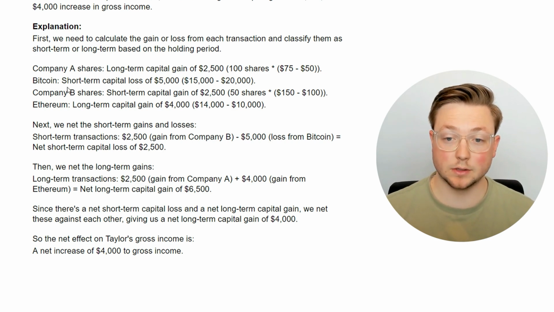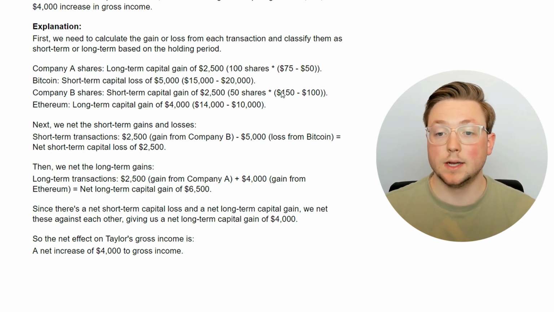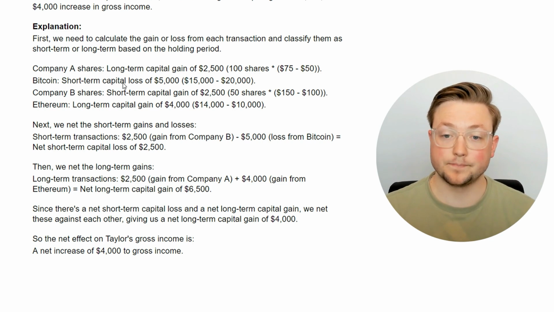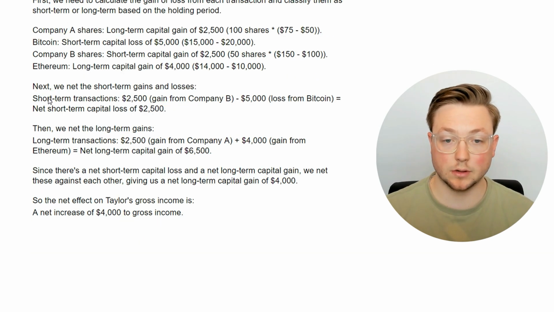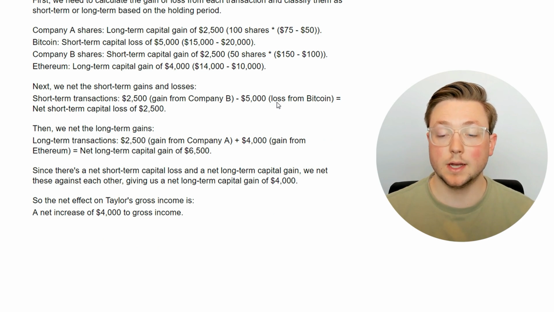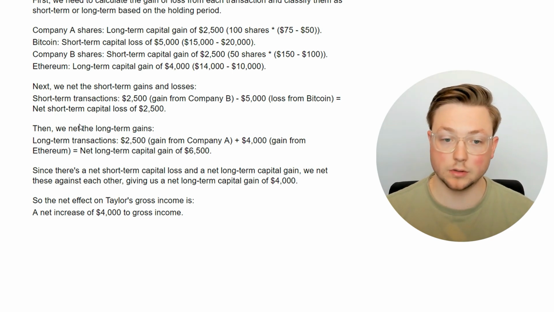They sold it for $15,000. Company B had a short-term capital gain because there were 50 shares and they sold each share for a $50 gain. And Ethereum was a long-term capital gain of $4,000 because they purchased it for $10,000 and sold it for $14,000. So you net all that together. So the $2,500 short-term gain from Company B and the $5,000 short-term capital loss from Bitcoin means you have a short-term capital loss of $2,500.